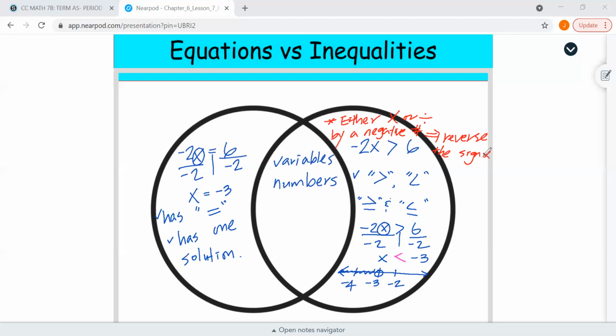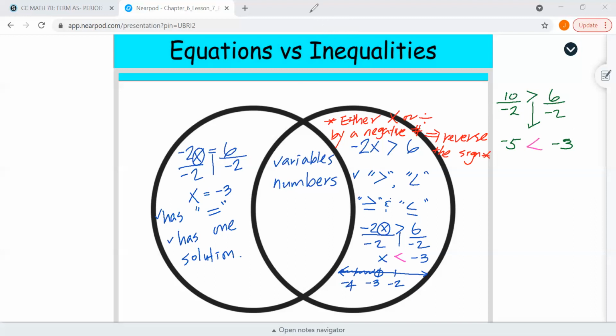So let's test out whether this is true. Let's say, for example, we have 10 is greater than 6, right? But let's divide by a negative number. So let's divide by negative 2 on each side. Then 10 divided by negative 2 gives you negative 5. And 6 divided by negative 2 gives you negative 3. So as you see, negative 3 is greater than negative 5. So you have to reverse the sign to make the statement true.